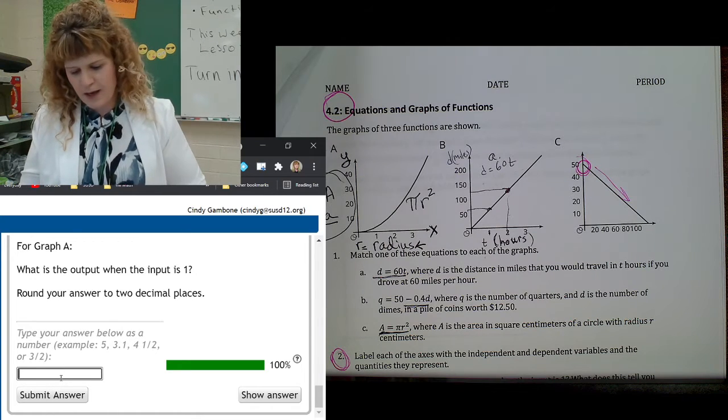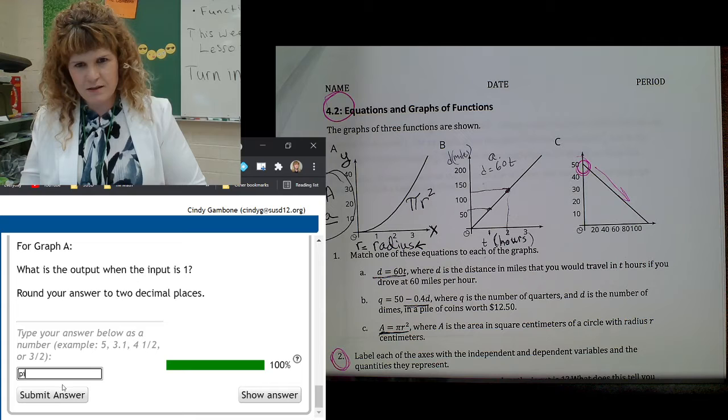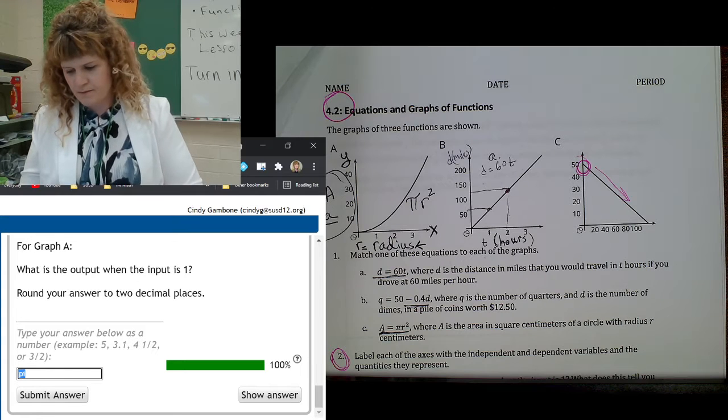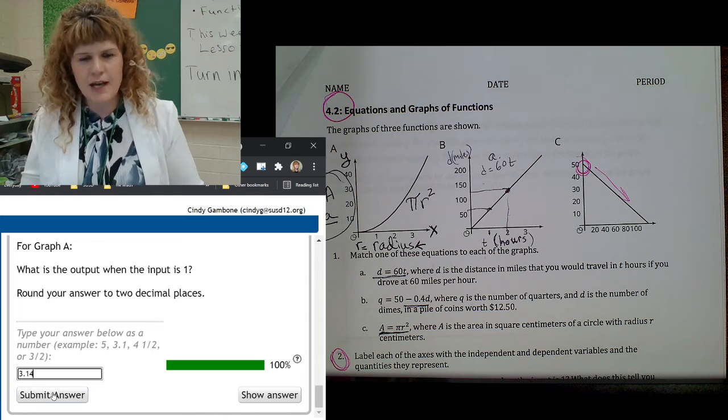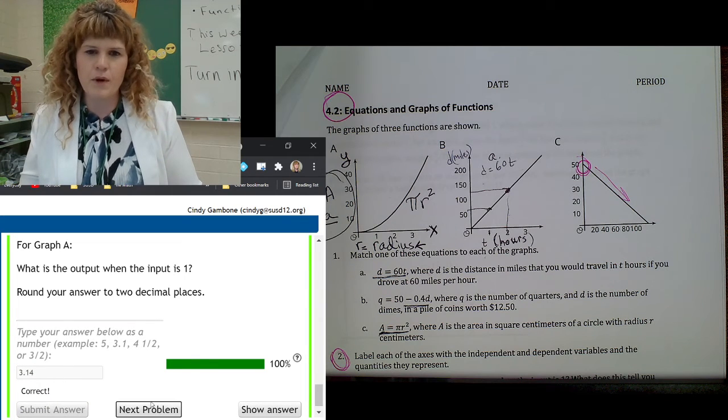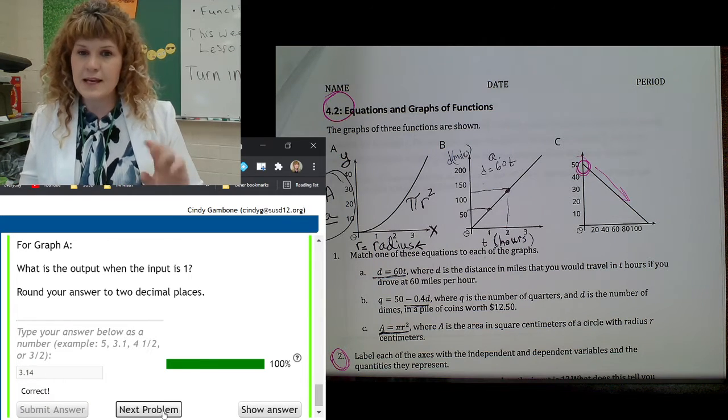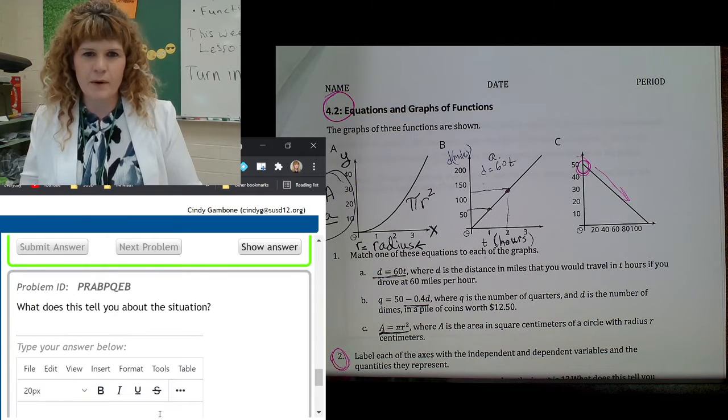I want to answer pi. Can I type it in like this? No? 3.14? I'm not sure how I should type in pi. Oh, I got it, 3.14. It didn't say to type in pi like before.